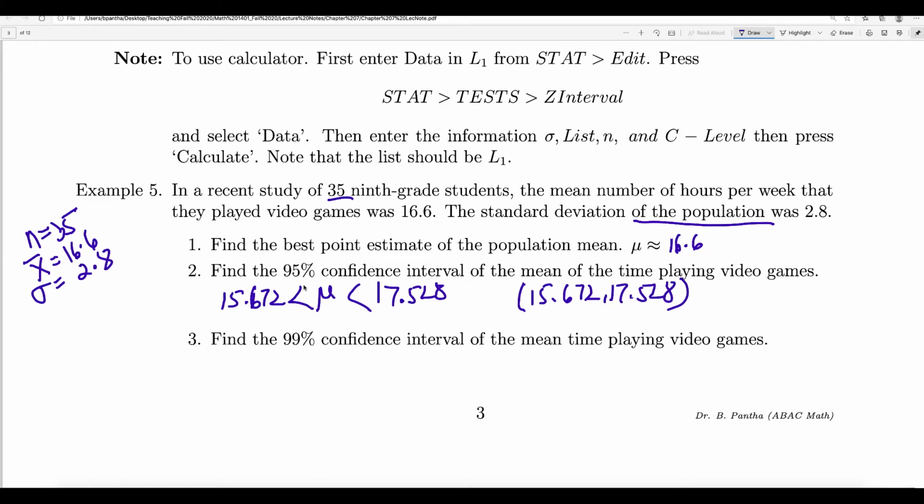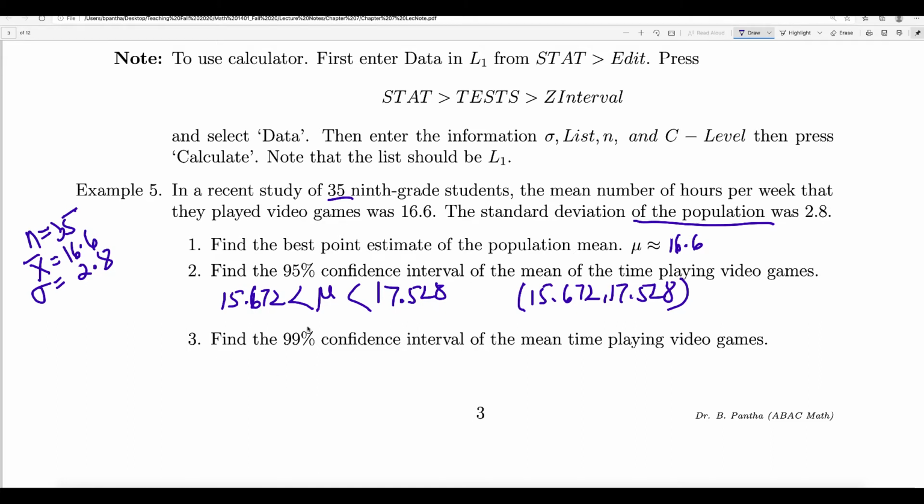We are 95% confident. In other words, another way of describing this is, if you pick a sample and find the sample mean, pick another sample and find the sample mean, pick another sample and find the sample mean, and continue that way, then 95% of the time, for 95% of the samples, you get the sample mean between 15.672 and 17.528. This is another way of saying that.